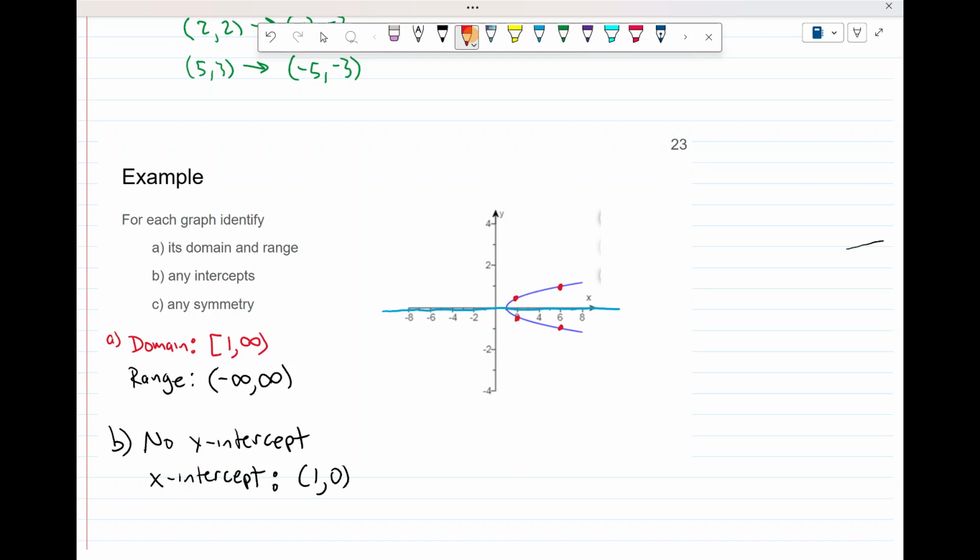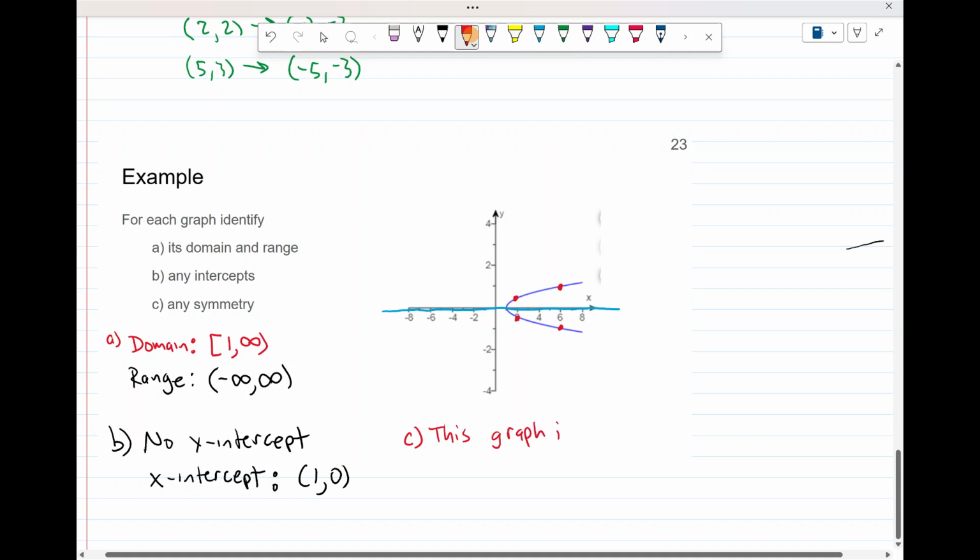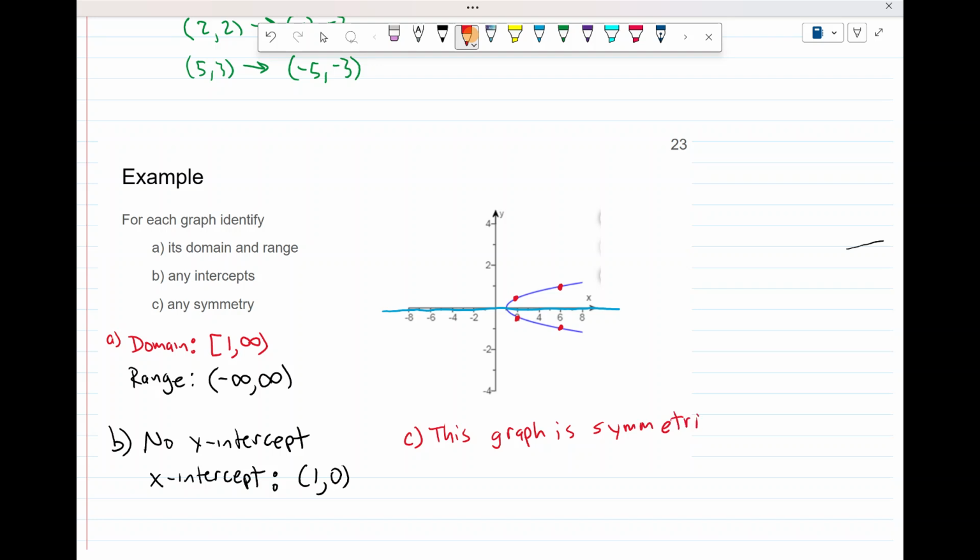And so we would say that, is there any symmetry? This graph is symmetric over the x-axis.